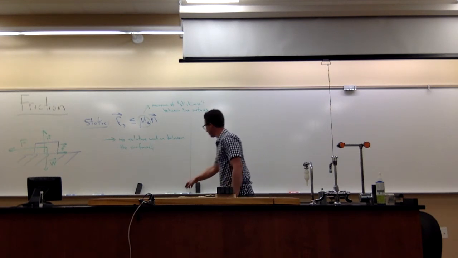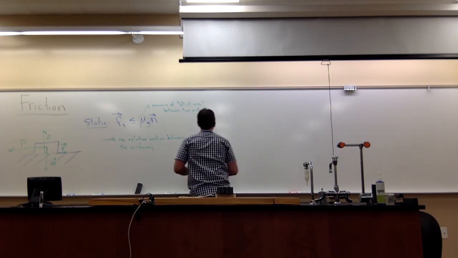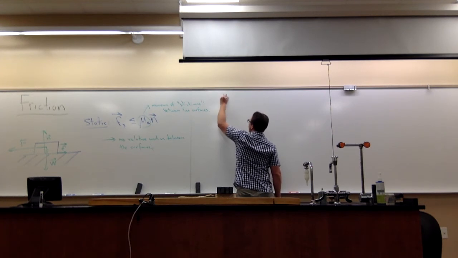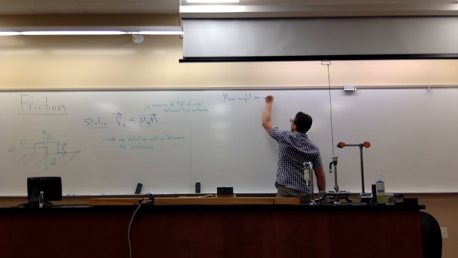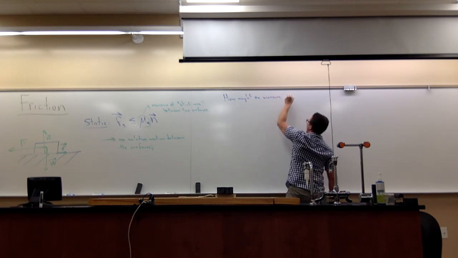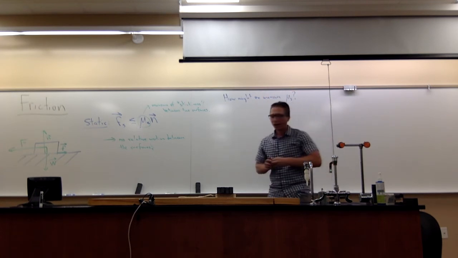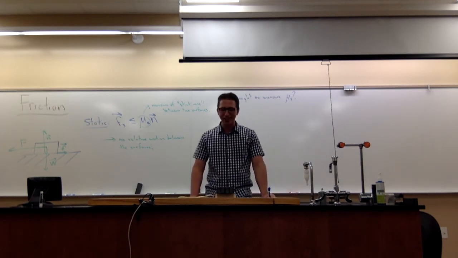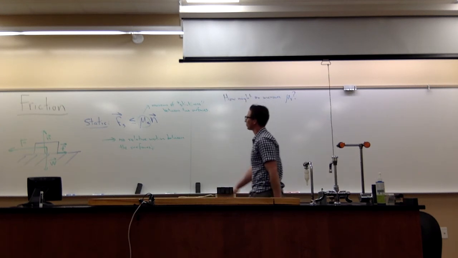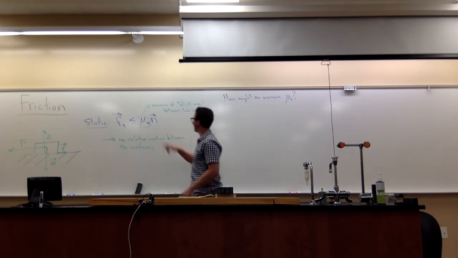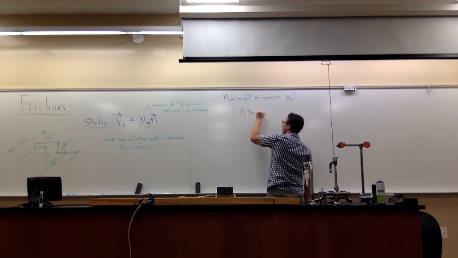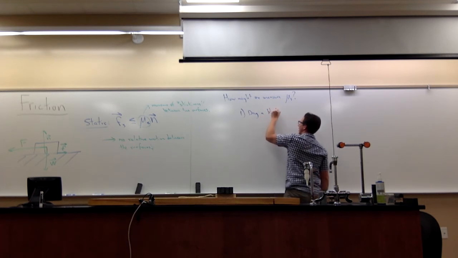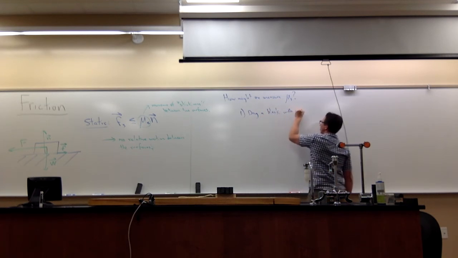All right, so I already posed one way. Write the question up here: how might one measure mu s? Based on the demonstration that I've done here, we could reason that there's a way to measure mu s just by taking the ratio of Fs and N. So number one, drag a block with a spring scale.